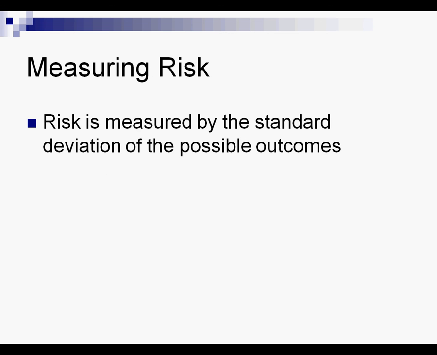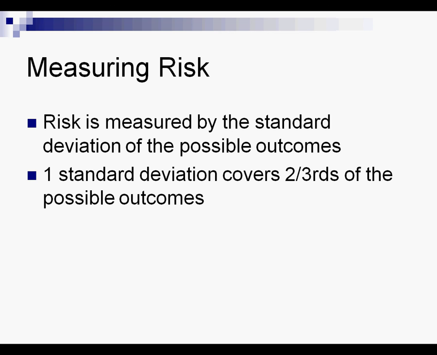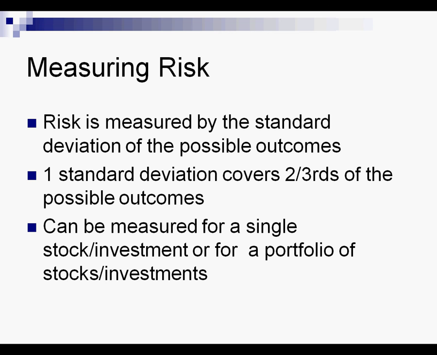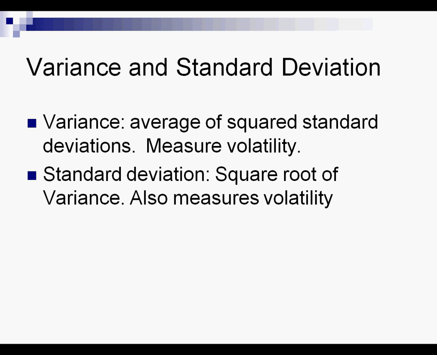It's measured by the standard deviation of all of the possible outcomes. And the one standard deviation, as we've talked about before, covers 2/3 of the possible outcomes, and that's one standard deviation on each side of the mean. It can be measured for a single stock or investment, or for a portfolio of stocks and investments, and we will be going over how to do that in class.